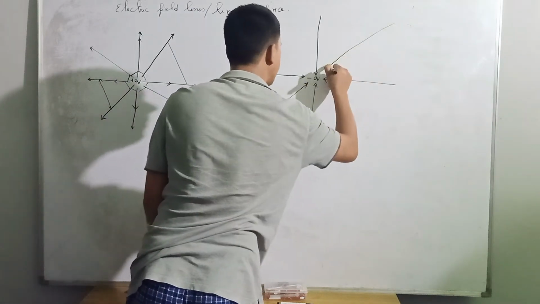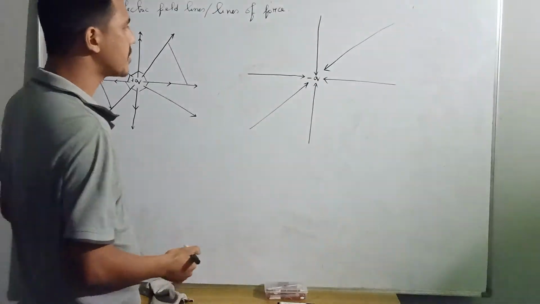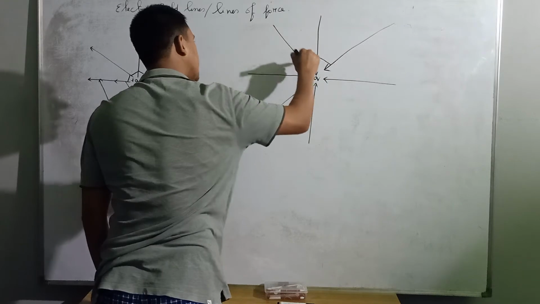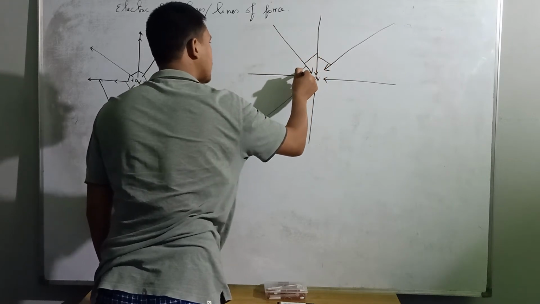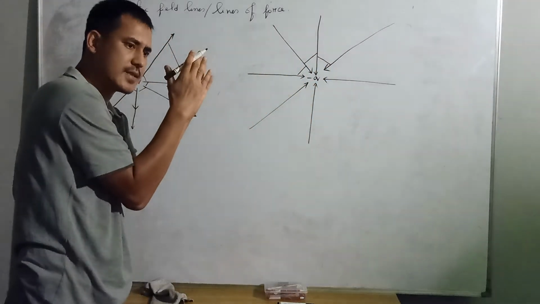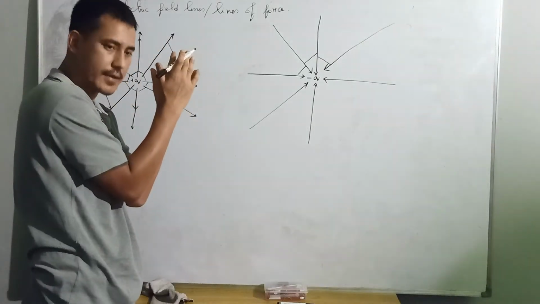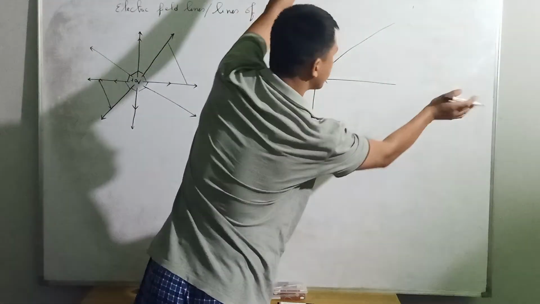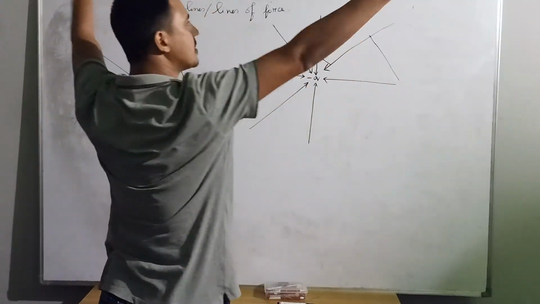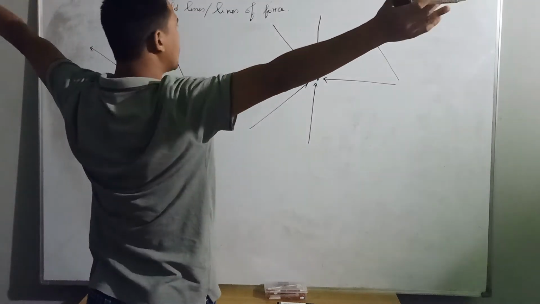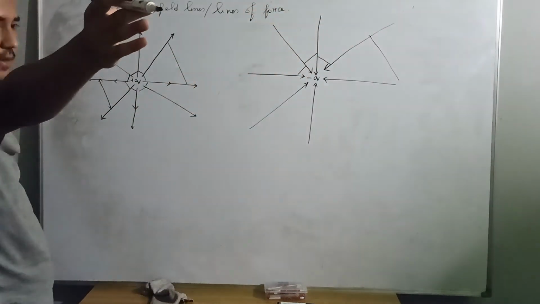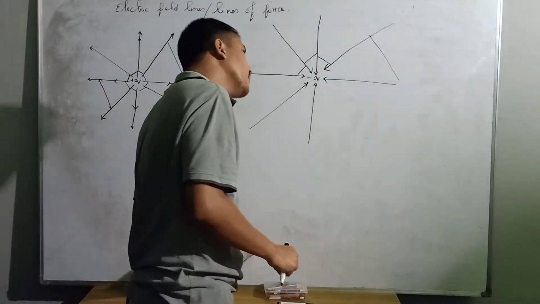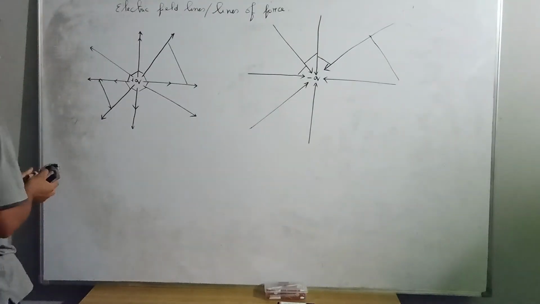Now, closer to the charge, the distance between these lines, the distance between the lines are very less. So the lines are closely spaced. So more the density of the lines, more will be the magnitude of the charge. As you go away from the charge, distance between the lines increases. So the density of the lines decreases. So in that case, the magnitude of the electric field also decreases. Is it okay?